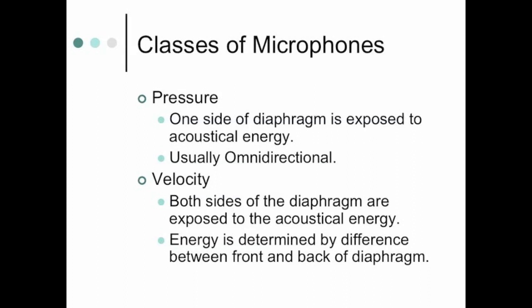One class of microphone is a pressure type microphone. One is a velocity type microphone. Pressure type microphone is generally an omnidirectional microphone. What that means is it picks up sound equally in all directions. We'll get into polar patterns and what that means in terms of directionality in a little bit. The velocity microphone is what we usually use in the studio.